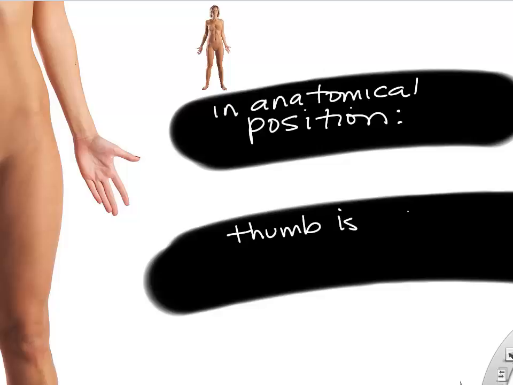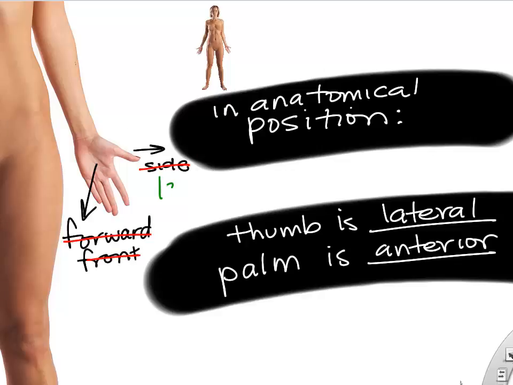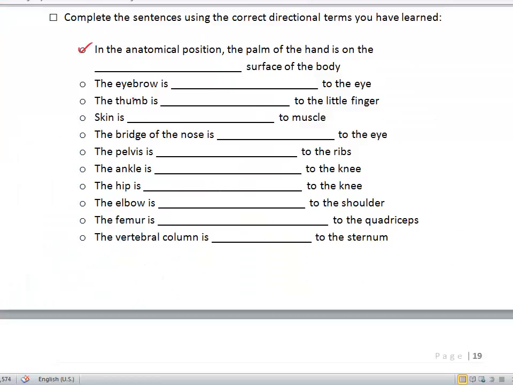I wanted to mention that in anatomical position, you're usually standing or flat with your palms forward and your thumb out to the side. So in anatomical terms, the thumb is lateral and the palm is anterior. Lateral to the side, anterior to the front. There are some fill in the blanks, so hopefully these make sense to you.